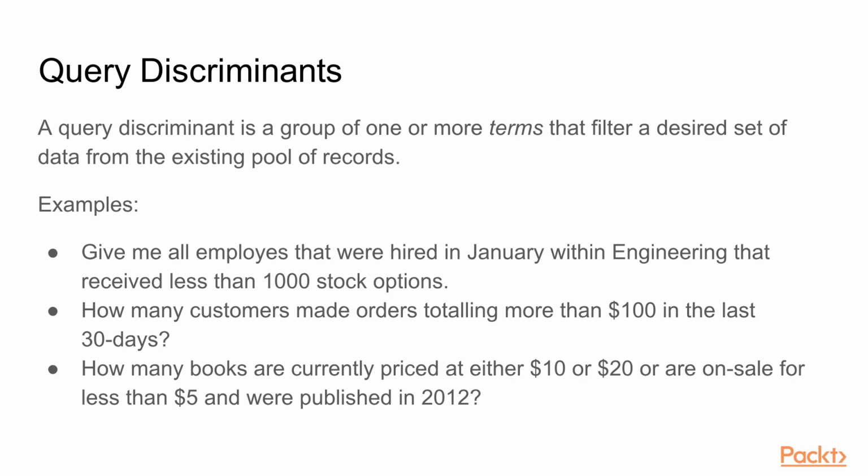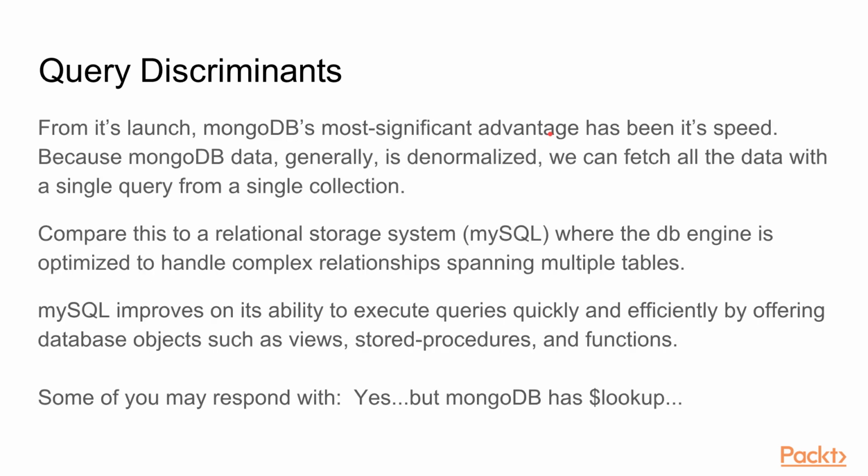We're going to be using multiple operands there, and we're going to be using and, or, and grouping that together. So I'll show you how all these queries parse out in Mongo. But first, I want to talk a little bit about query discriminants and aggregation.